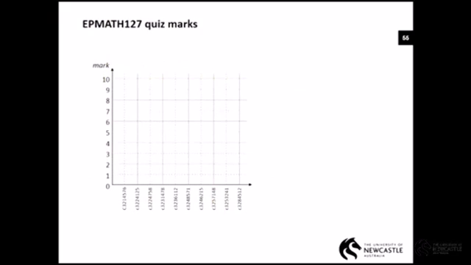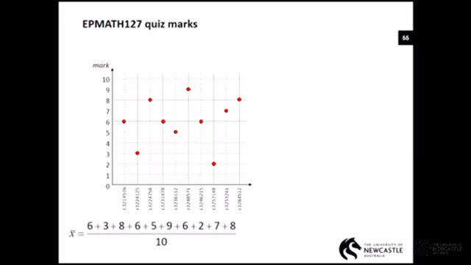Here's another example. Let's pretend these are the quiz marks for some made-up students. Someone got 6, someone got 3, someone got 8, 6, 5, and so on. There are some random pretend quiz marks. Now, if I added all of those quiz marks up and divided by those 10 students, it tells me that the mean is 6.